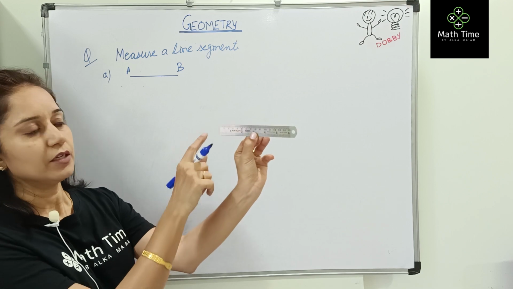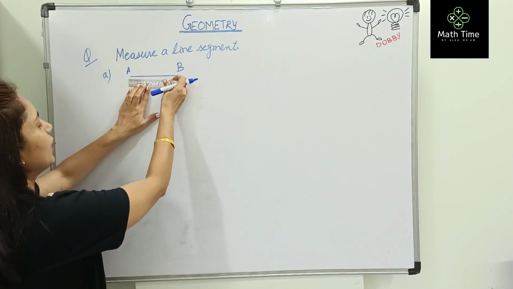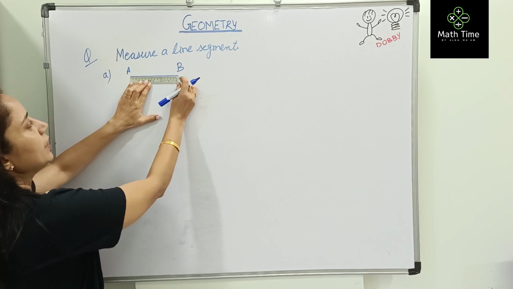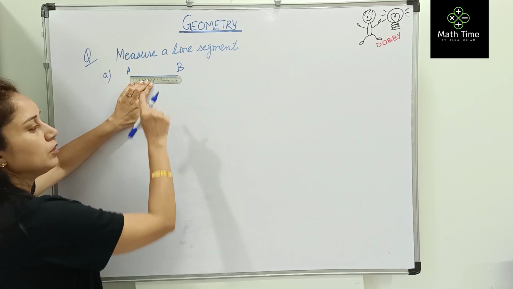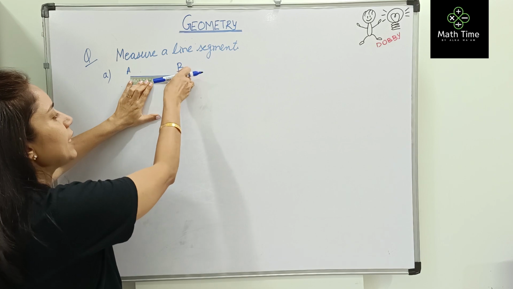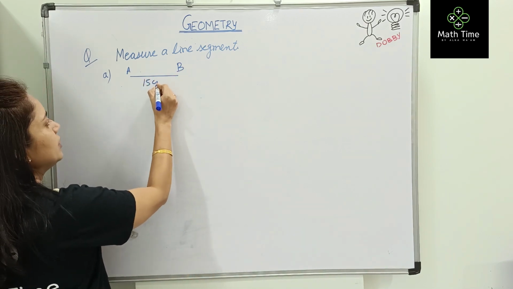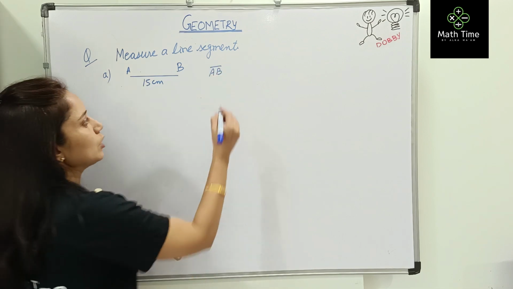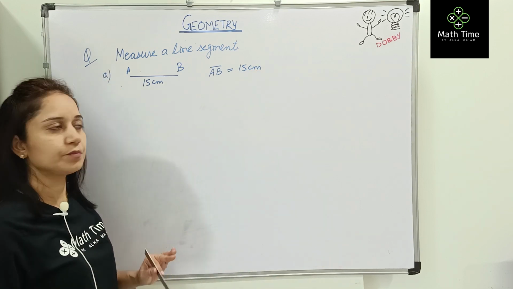Now on point A, you have to keep the 0 of your scale. Are you able to see here? Everybody look into your scale. 0 of your scale you have to keep on point A. And then very firmly and slowly touch your scale to the point B. So on my scale I am getting exactly 15 centimeter. So we will be writing it as AB line segment is equal to 15 centimeter.